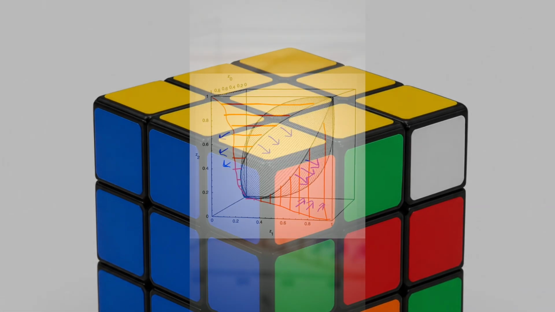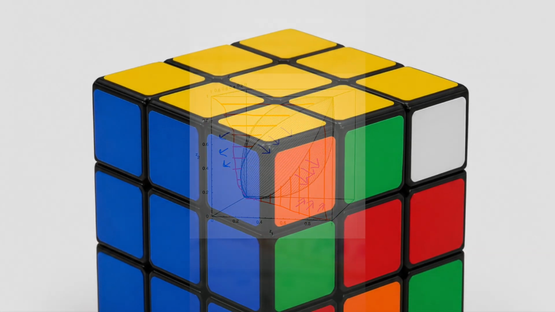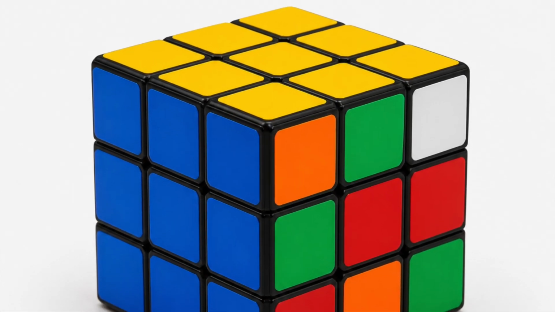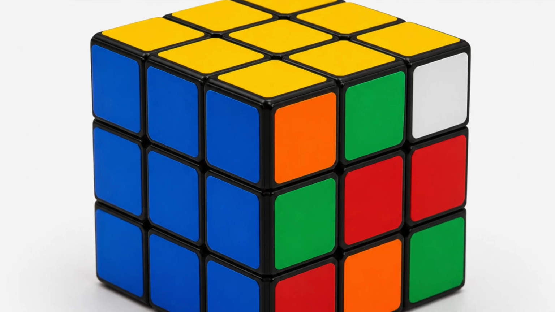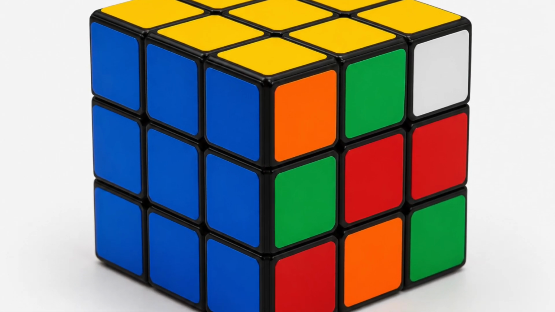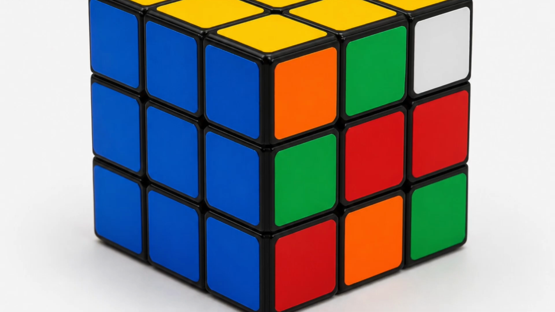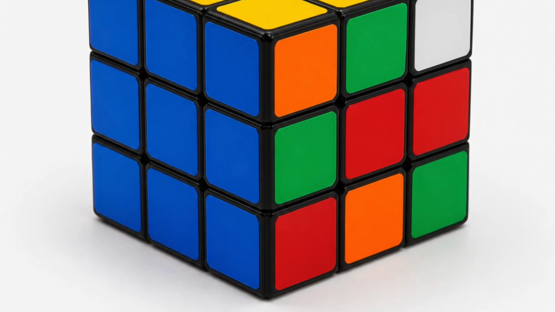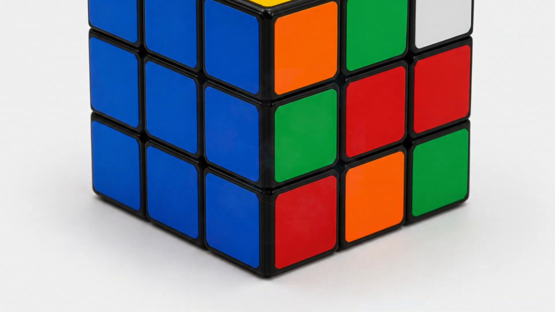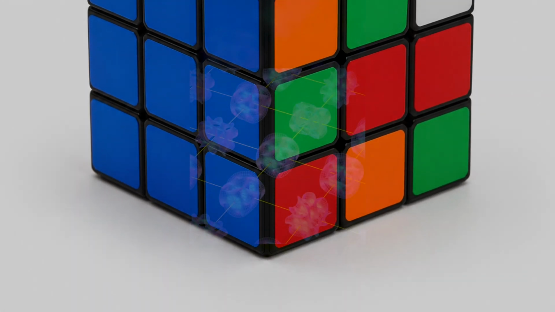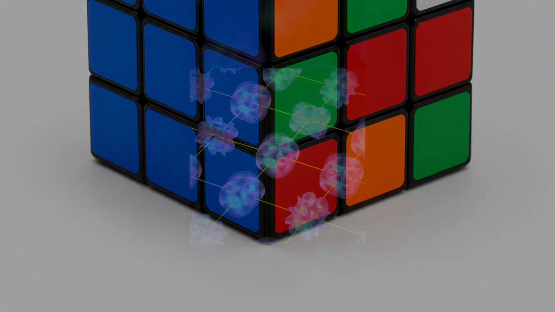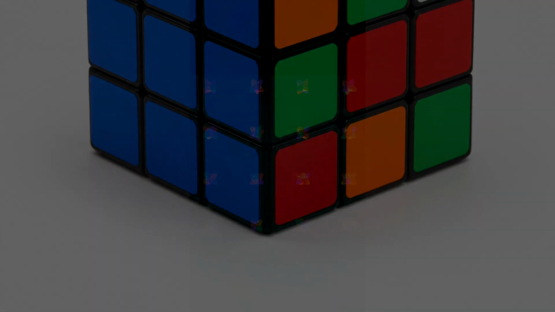A Rubik's Cube is one of the most recognizable puzzles in the world. It has colors, faces, rotations, and hidden structure. At first, it looks like a toy, but underneath the toy is a group of transformations. Every twist moves pieces around, but the whole object stays coherent.